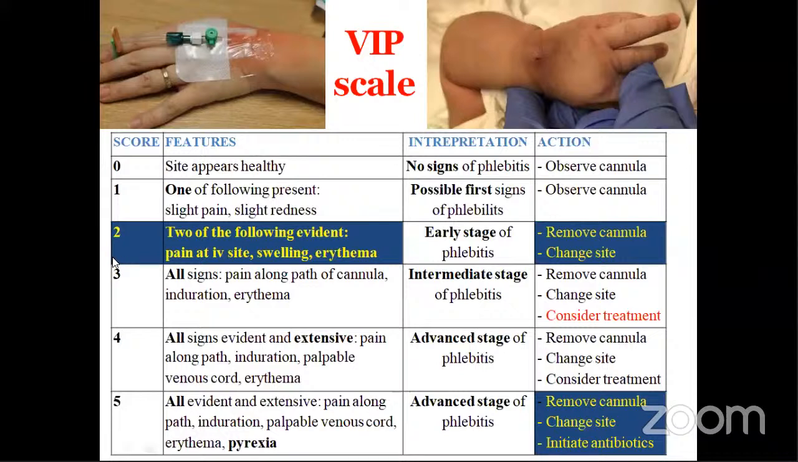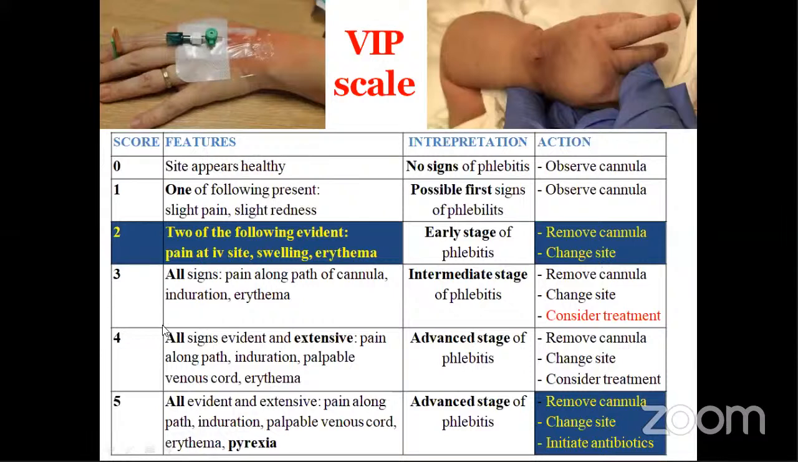Observe. In score 2, 2 of the following are evident, like pain with swelling, or swelling with erythema, or pain with erythema. If any 2 of the following are evident, this is the early stage of phlebitis. Remove the cannula, change the site.